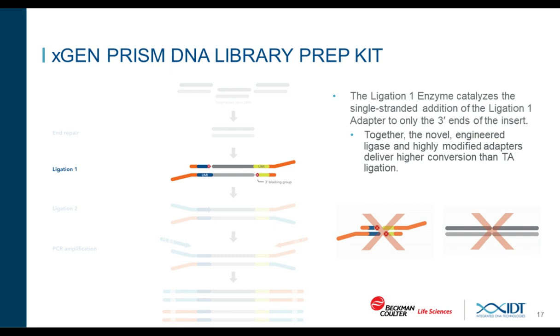Next, the ligation 1 enzyme catalyzes the single-stranded addition of the ligation 1 adapter to the 3' ends of the insert. The 3' end of the L1 adapter contains a blocking group to prevent adapter dimer formation, which you see here in the picture. There's a little red circle with an X through it. This also allows for a fixed concentration of adapter and no longer requires a size selection, producing higher conversion and library complexity when compared to traditional TA ligation library prep methods.